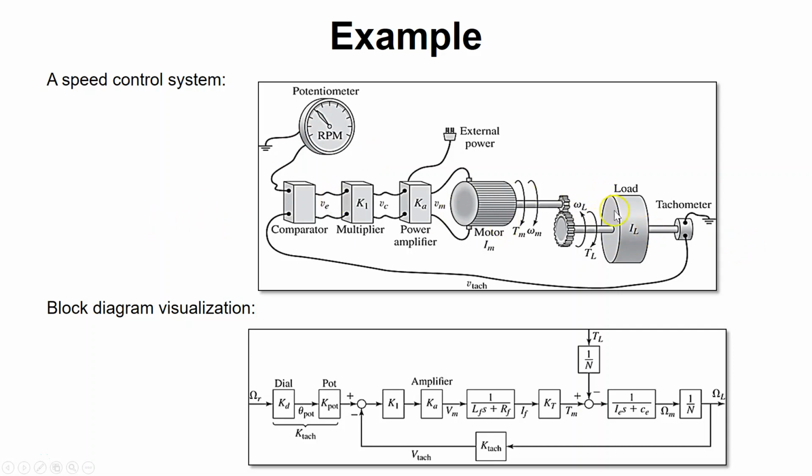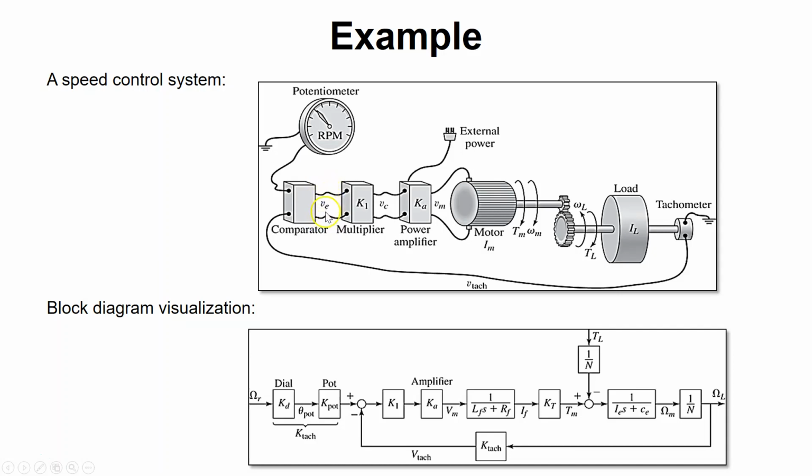So what does the system do? It measures the RPM of the actual load using this sensor called a tachometer. The tachometer will measure the RPM and convert it into voltage, and then this potentiometer also converts the angle through which you rotated it to a voltage. So the two voltages come to a summing block, a comparator, what we call it, and are subtracted. The difference between them is called what?